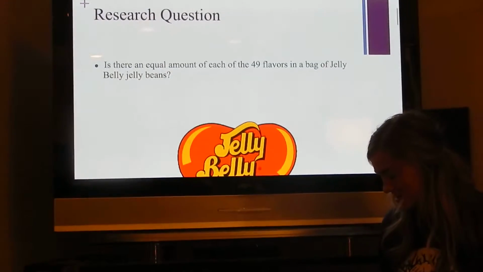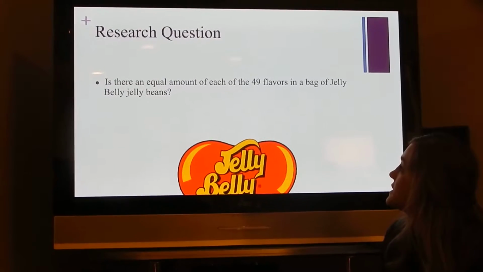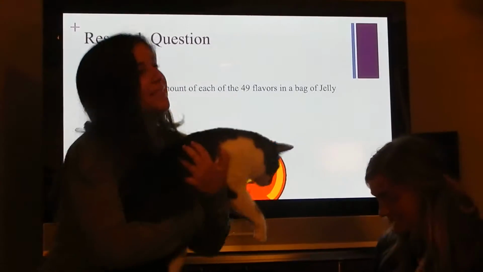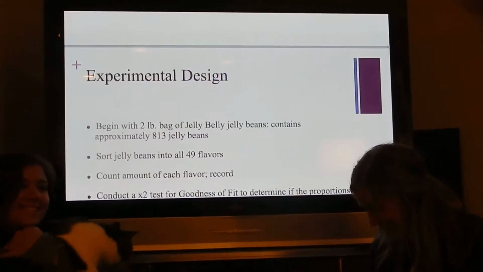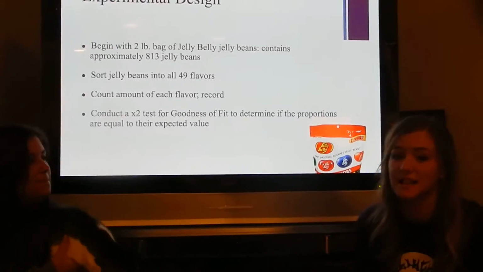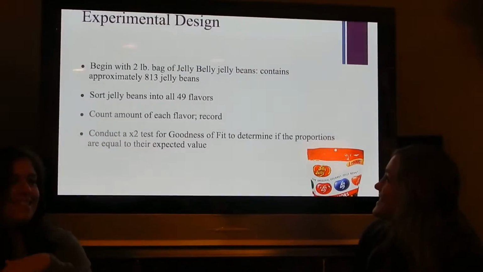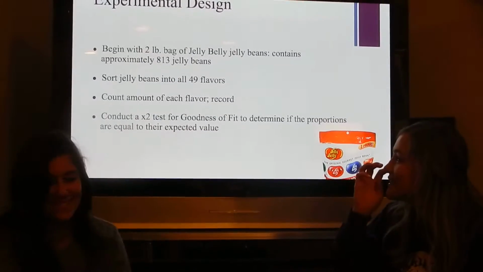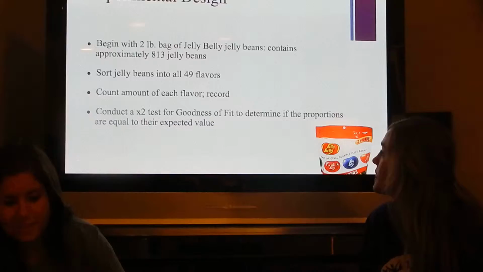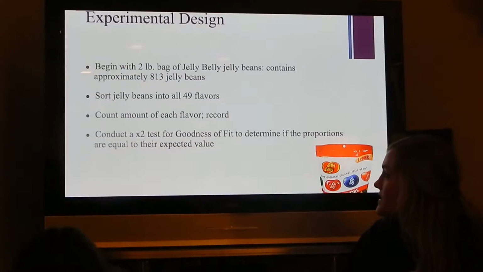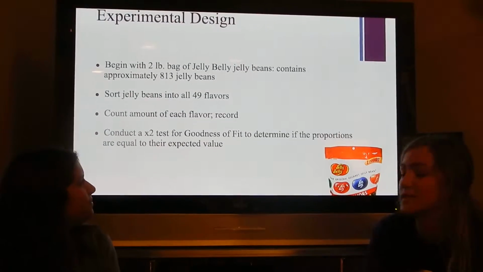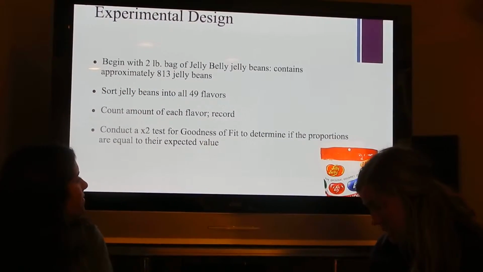Our research question for the project was, is there an equal amount of each of the 49 flavors in a bag of Jelly Belly jelly beans? Our experimental design was to begin with a 2-pound bag of Jelly Belly jelly beans that contains approximately 813 jelly beans. Then we sorted all of them into their 49 flavors and counted the amount of each flavor. We recorded that, and with that data we conducted a chi-squared goodness of fit test to determine if the proportions are equal to their expected value.